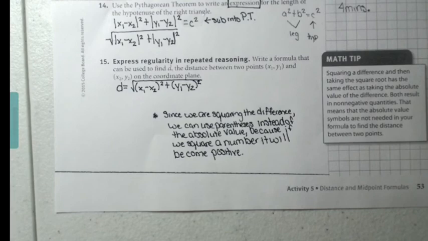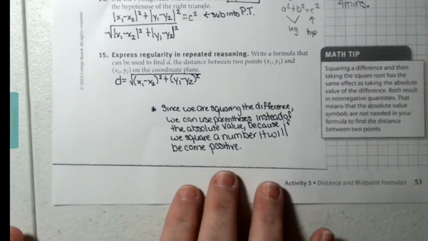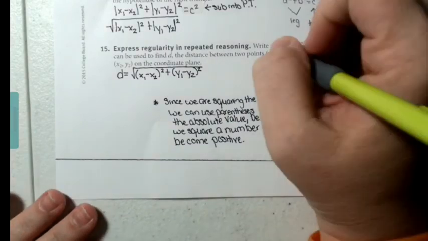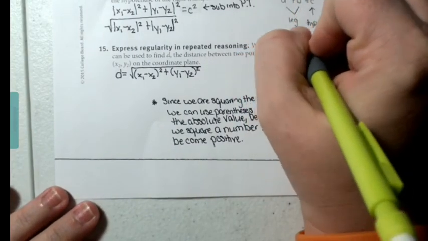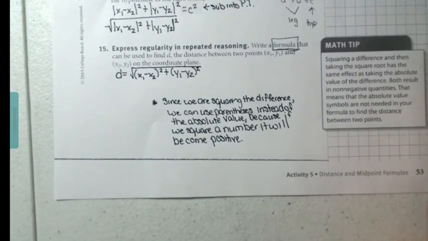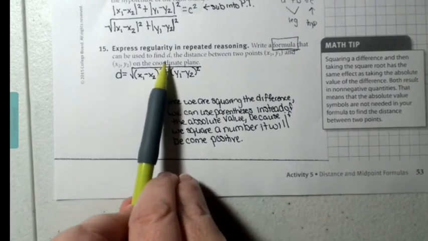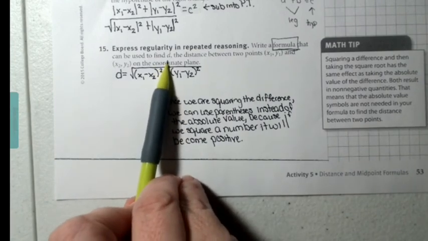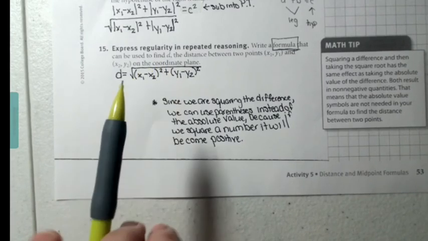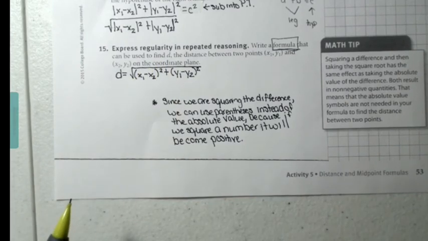Now, here in question 15. Question 15 said, write a formula. So this is a little bit different. It's asking us to set up an equation, basically. And that formula that they're asking us to do is the distance formula. And they're telling us to label this as D. How can I write a formula to find the D, or the distance between these 2 points?